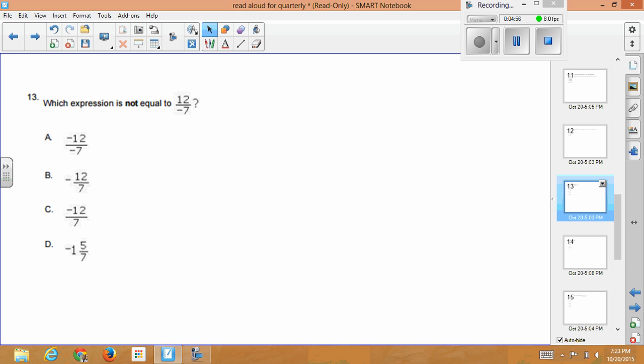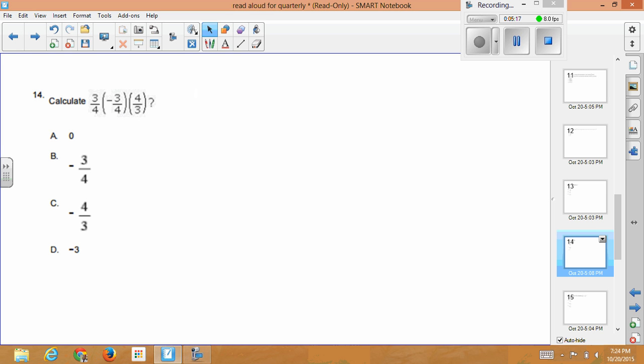Question 13. Which expression is not equivalent to 12 over -7? A, negative 12 over negative 7, B, negative 12 sevenths, C, negative 12 over 7, D, negative 1 and 5 sevenths.